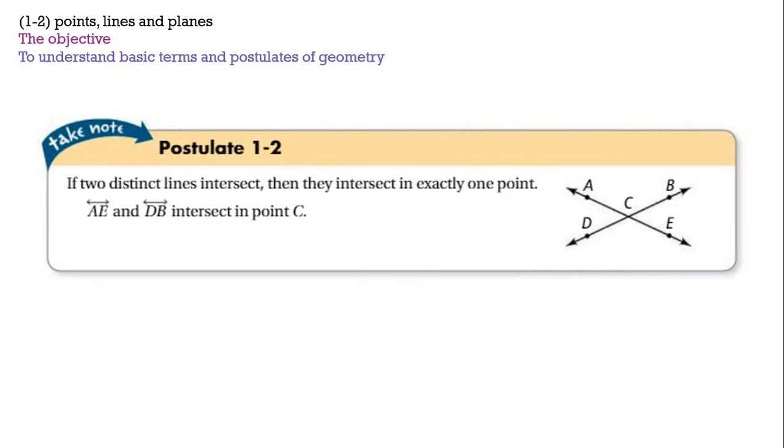Now, let's take the second postulate. If two distinct lines intersect, two different lines, then they intersect in exactly one point. It makes sense. Can you prove that? No, that's a logical thing. That's a postulate. You cannot prove a postulate. It's a fact, a logical thing. You will use it in proofs of theorems and other statements.